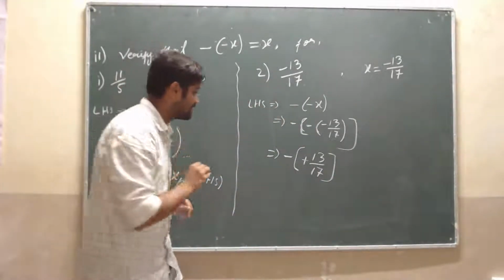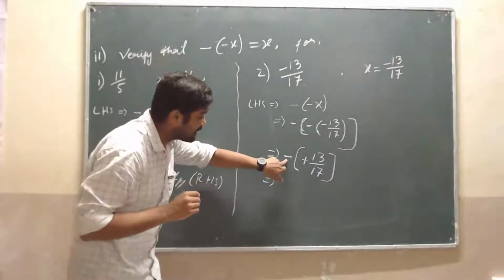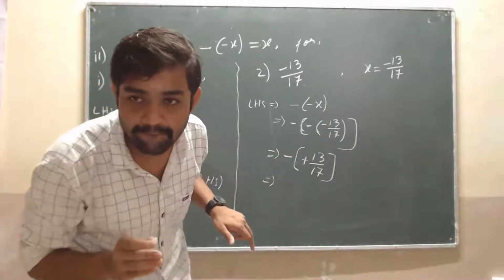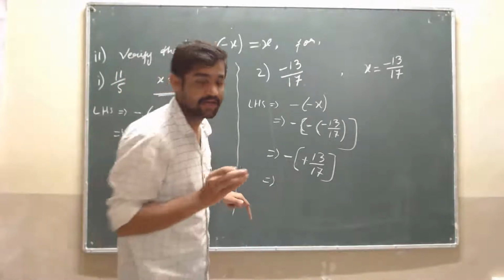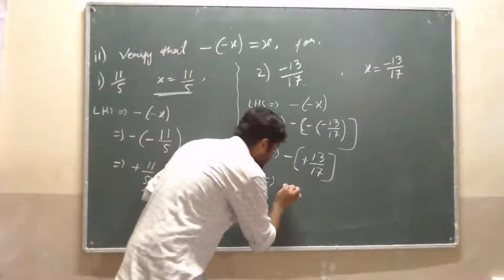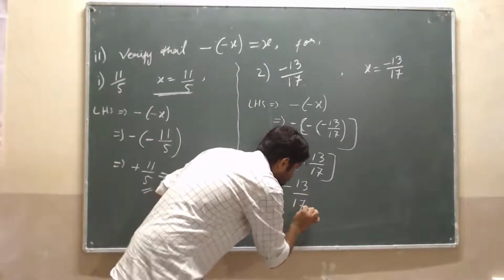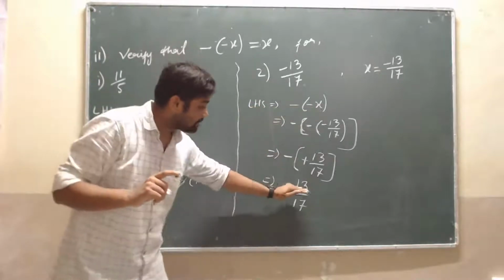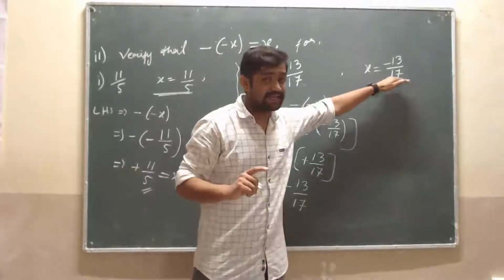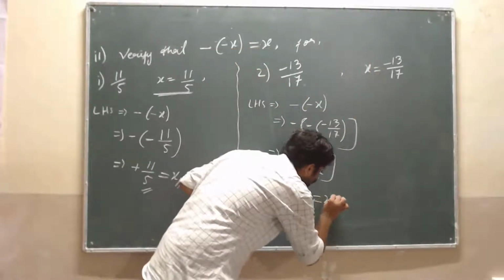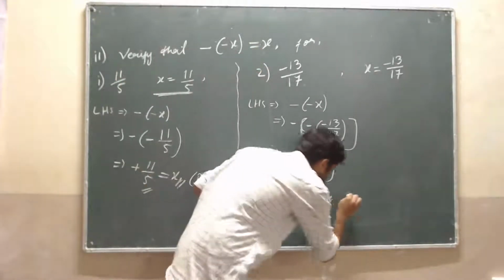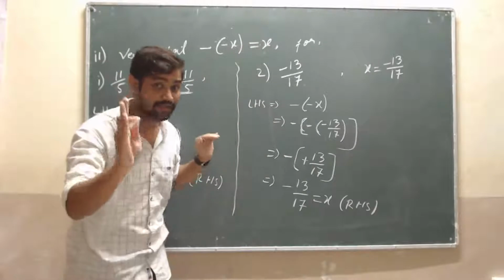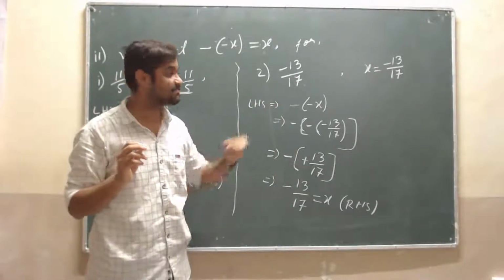Are you getting my point? Then the next step we have, that is minus bracket plus, that is minus into plus. What is minus into plus? Right. Then minus into plus we have minus 13 by 17. Minus 13 by 17, isn't it? LHS we have minus of minus x. The answer is minus 13 by 17. We know that minus 13 by 17 is equal to x, and x is the RHS here. Then we can easily say that minus of minus x is equal to x for minus 13 by 17.